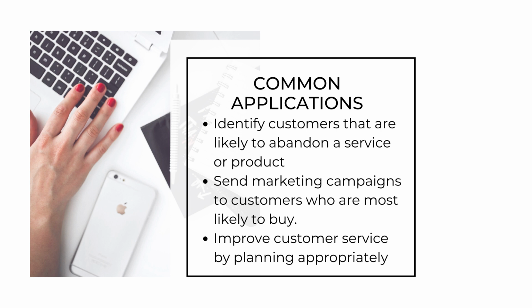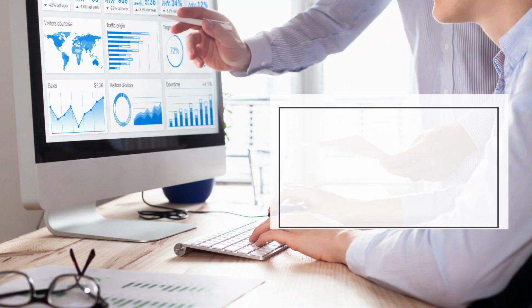The next time Jane comes into the studio, the system will prompt an alert to the membership relations staff to offer her an incentive or talk with her about continuing her membership. In this example, predictive analytics can be used in real time to remedy customer churn before it takes place. Another example is sending marketing campaigns to customers and improving customer service by planning appropriately.